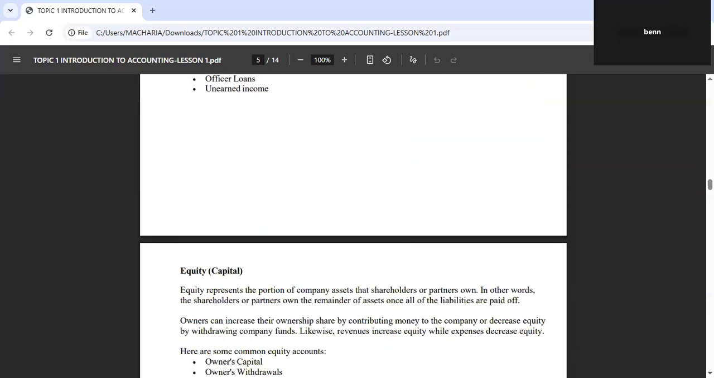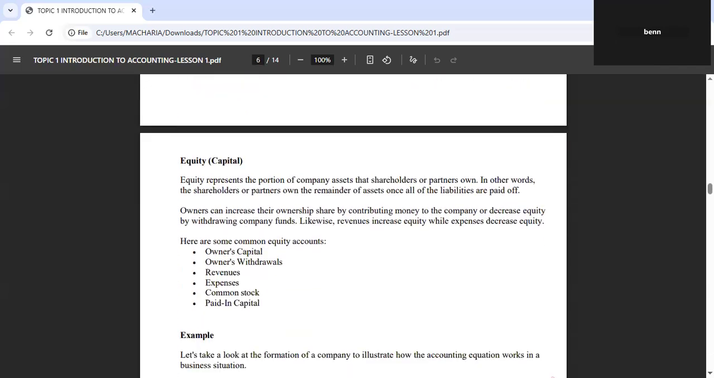And of course, capital, you all know, equity or capital is what you initially bring in to start your business. Here we're saying that equity represents the portion of the company's assets that shareholders or partners own. In other words, the shareholders or partners own the remainder of assets once all the liabilities are paid off. That is an extended definition.